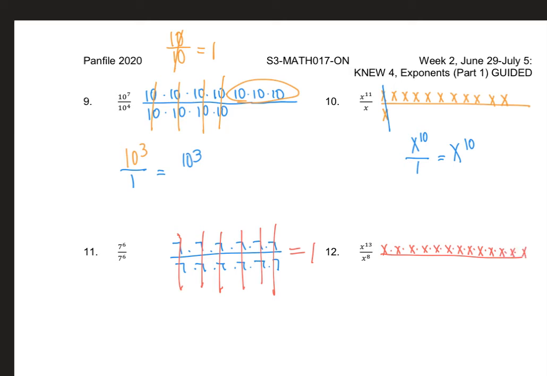And I have 8 x's on the bottom. I'm canceling or dividing out each one that I can. And I'm counting how many I have where they're left. And I end up with 5 x's on the top. So I have x to the 5th.